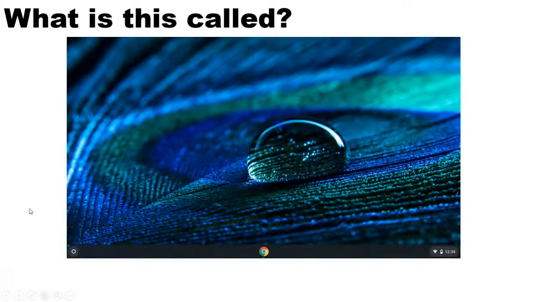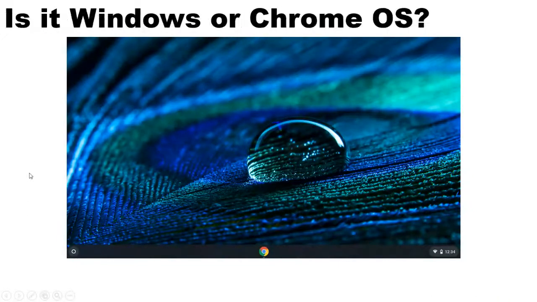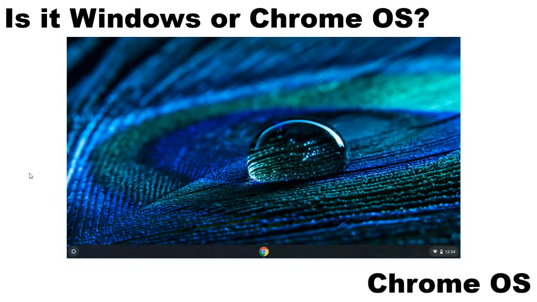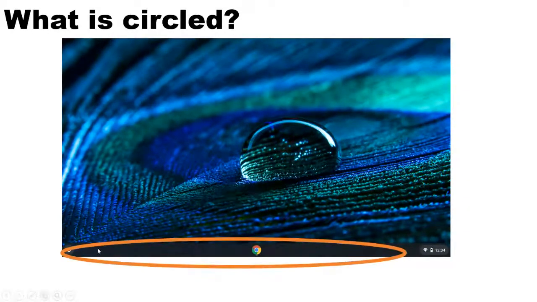What is this called? This is another desktop. It doesn't have all the apps and things on it though. So is this desktop Windows or Chrome operating system? This one would be the Chrome operating system. I know because the only thing I can see here is my Google Chrome. There are no apps pinned on it. I can, however, pin apps in this thing right here.